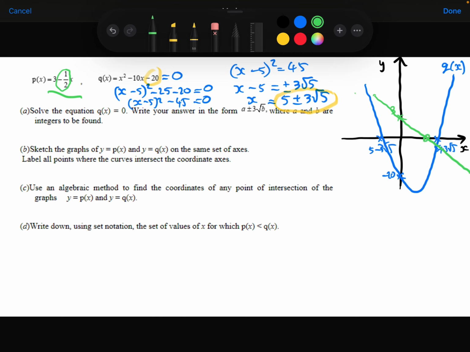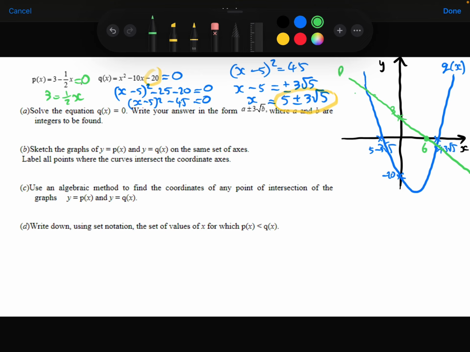I do need to mark on where it intercepts on the x-axis there, so let's find that point. That's going to be when this equation equals 0, where the y-coordinate is 0. So 3 equals 1 half x, just adding the half x to both sides, times both sides by 2, so x is 6 at that point. And there we go, I've drawn both of those graphs.